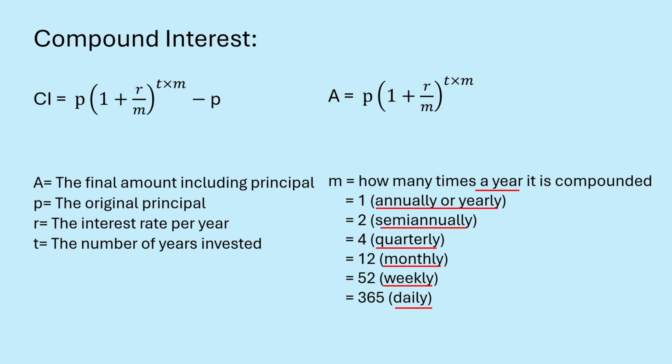Now, if we want to find out compound interest, then A is the final amount including principal. If we subtract the principal amount P, then we can get the compound interest. So compound interest is equal to P in the bracket 1 plus R divided by M, close the bracket, whole bracket to the power of T times M, minus P.